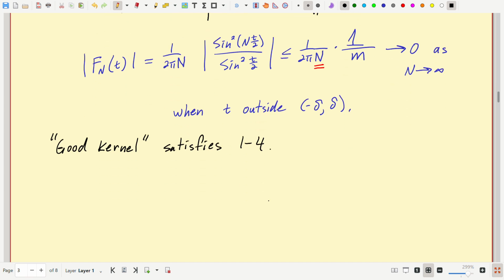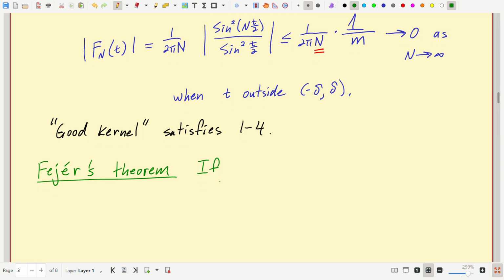And here's Fejér's theorem now, which is a biggie. Very important in the study of Fourier series. So Fejér's theorem. If f is continuous and 2 pi periodic, then the Fejér things go to f uniformly in R. So it's surprising. Taking averages of Fourier series makes them converge a whole lot better.